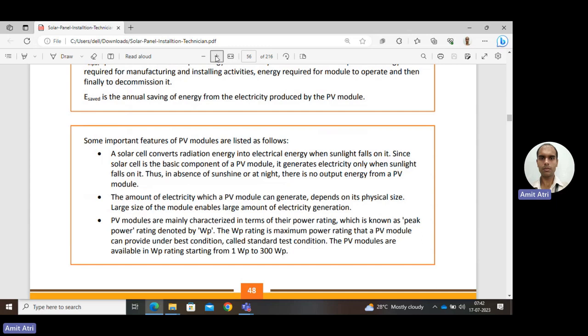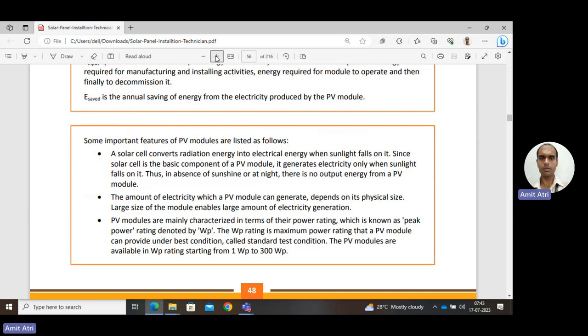The amount of electricity which a PV module can generate depends on its physical size. The larger the area, the more energy will be generated. PV modules are mainly characterized in terms of their power rating, that is peak power. That is an important term because while selecting and installing a solar panel, we always check the rating in Wp, that is peak power. That is the maximum power rating that a PV module can provide under best conditions, or under standard test condition, STC in short.